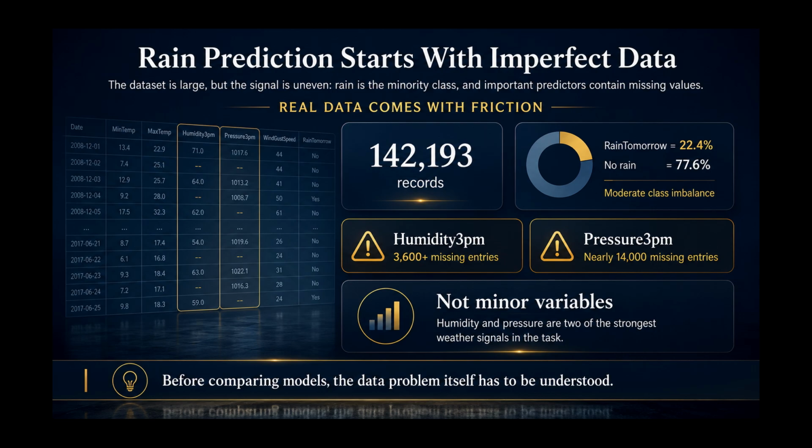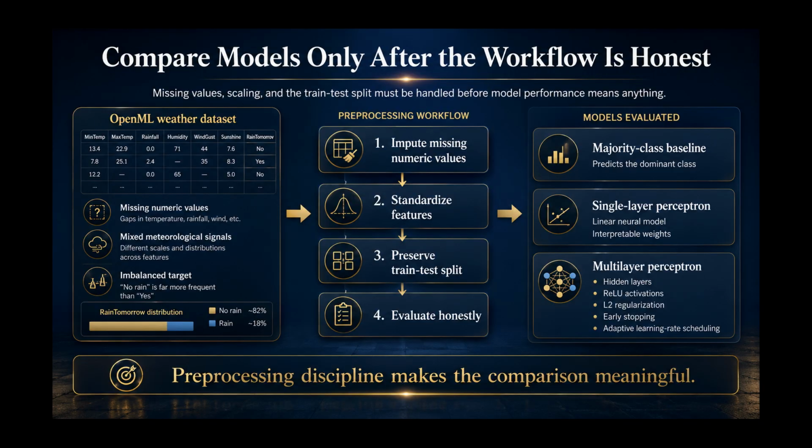Important features also contain missing values. Humidity at 3 p.m. has more than 3,600 missing entries. Pressure at 3 p.m. has nearly 14,000 missing entries, and those are not minor variables. Humidity and pressure are two of the most meteorologically meaningful signals in the task. So the workflow has to be practical. Impute missing numeric values, standardize the features, preserve the train-test split, and compare models honestly.